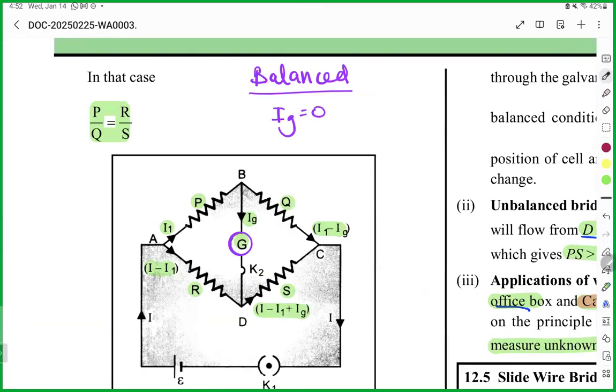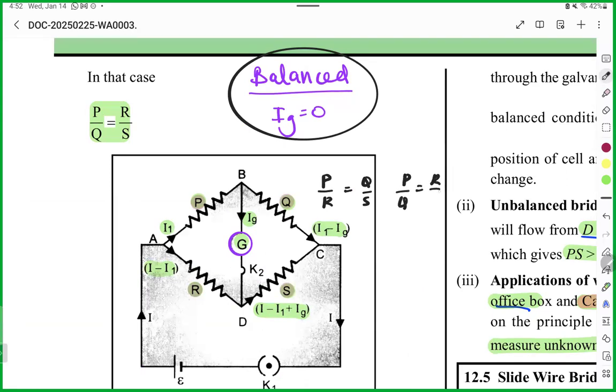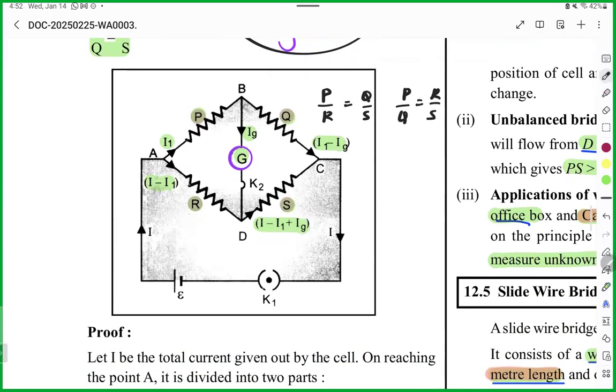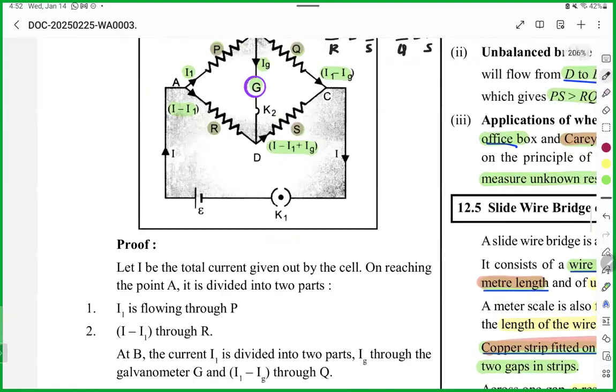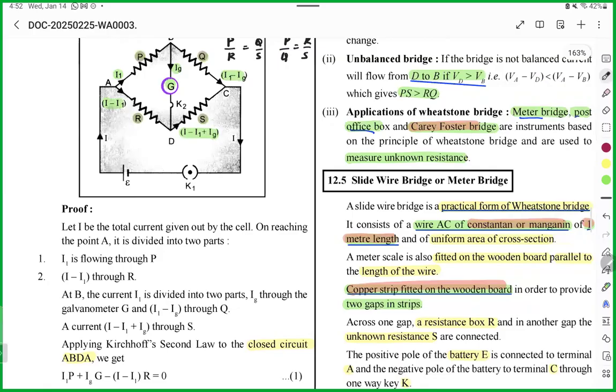Okay. So in balanced situation, current is zero. Then the ratio of resistance P by R will be equal to Q by S. I said P by R will be equal to Q by S. You can do it the other way also, cross multiply. P by Q is equal to R by S is still correct. Here you will apply Kirchhoff second law, voltage law or loop law. Got it? Example here.